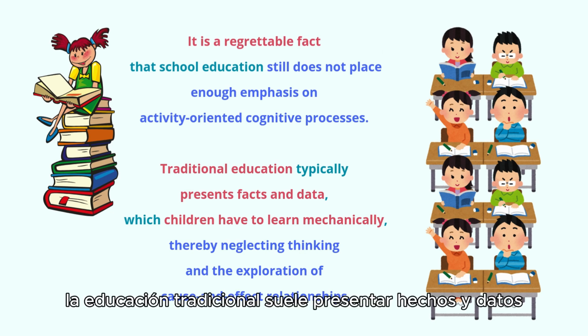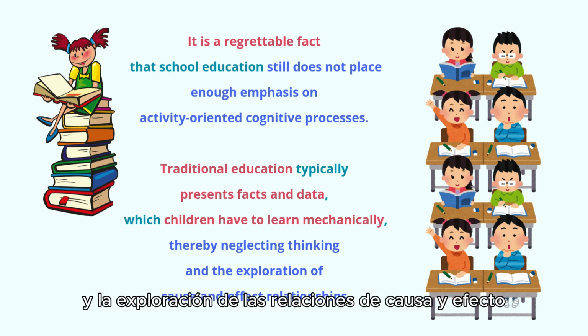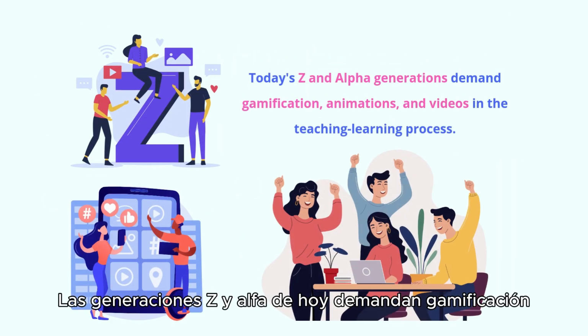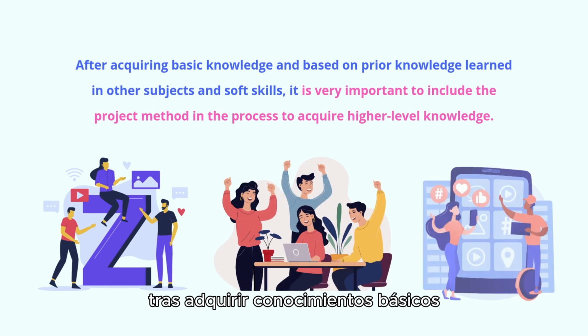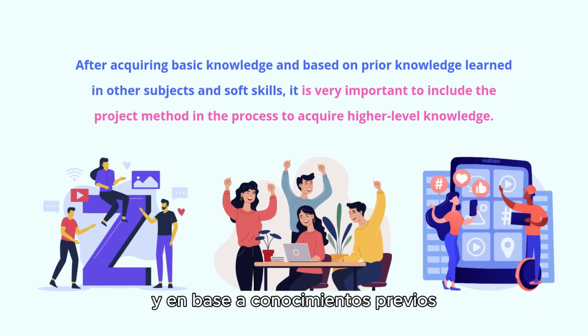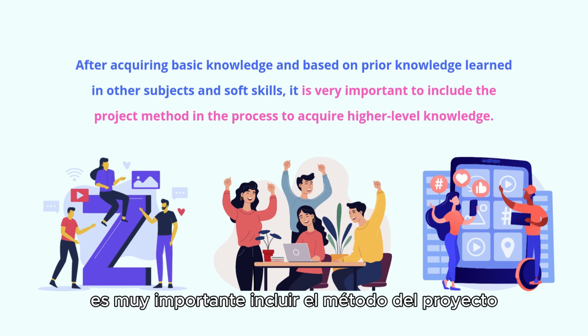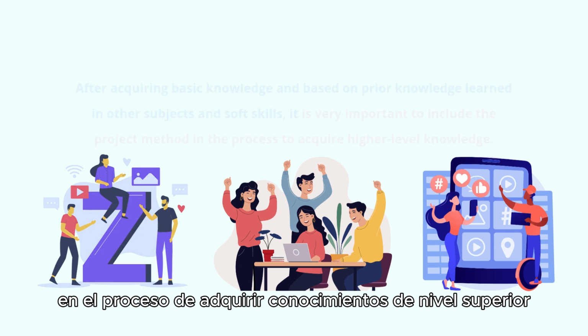Traditional education typically presents facts and data, which children have to learn mechanically, thereby neglecting thinking and the exploration of cause and effect relationships. Today's Z and Alpha generations demand gamification, animations, and videos in the teaching-learning process. After acquiring basic knowledge and based on prior knowledge learned in other subjects and soft skills, it is very important to include the project method in the process to acquire higher-level knowledge.